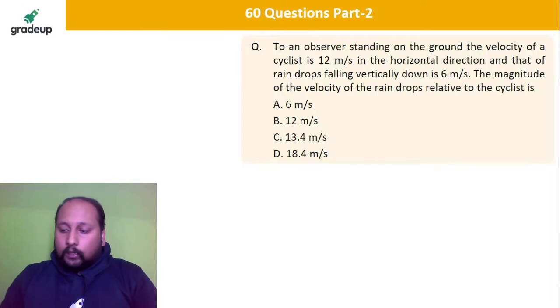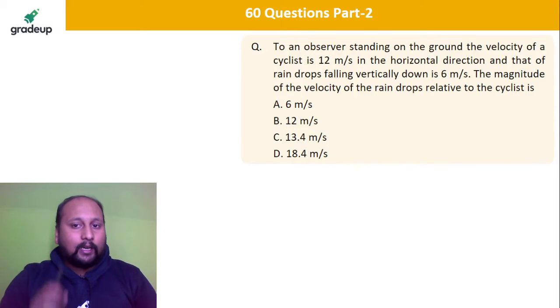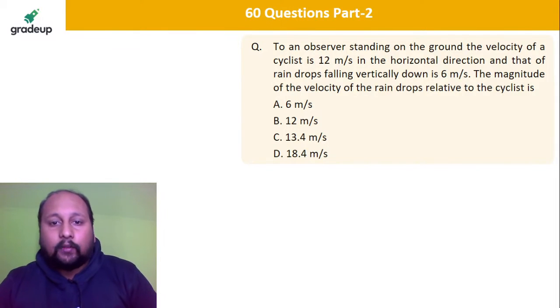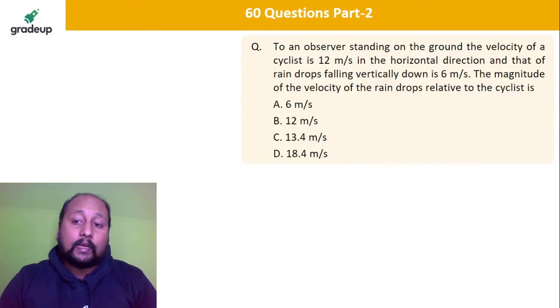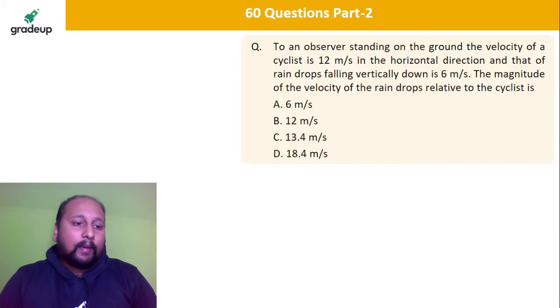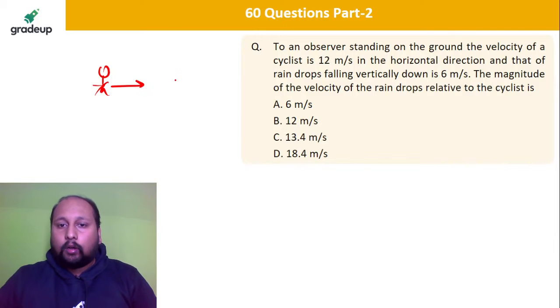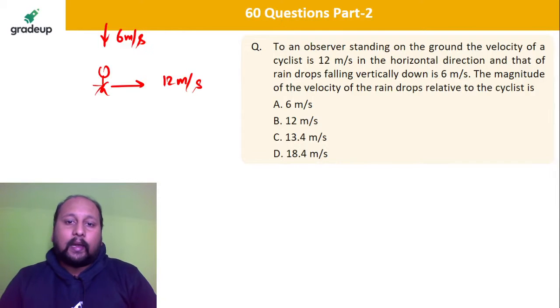Yes, perfect. Next: to an observer standing on the ground, the velocity of the cyclist is 12 meter per second in horizontal direction, and that of the raindrops falling vertically downwards is 6 meter per second. What is the magnitude of velocity of rain droplets relative to the cyclist? Very easy question. Let us suppose there is a cyclist moving with a velocity of 12 meter per second, and rain droplets moving with a velocity of 6 meter per second. You have to tell me the magnitude of velocity.